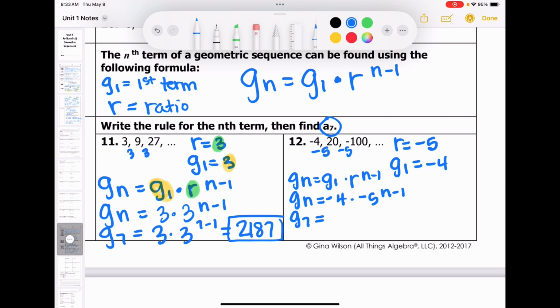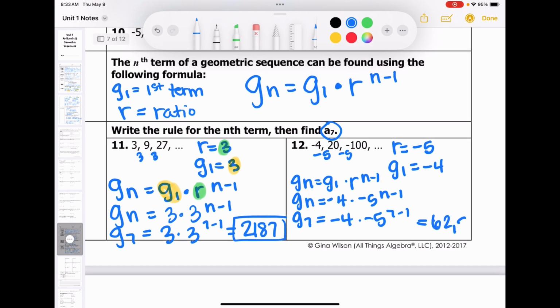And now I want the G7. So wherever there's an n, I'm going to plug a 7 in. So I'm going to type that in my calculator. So negative 4 times negative 5 to the 7 minus 1 power, which gives me 62,500.